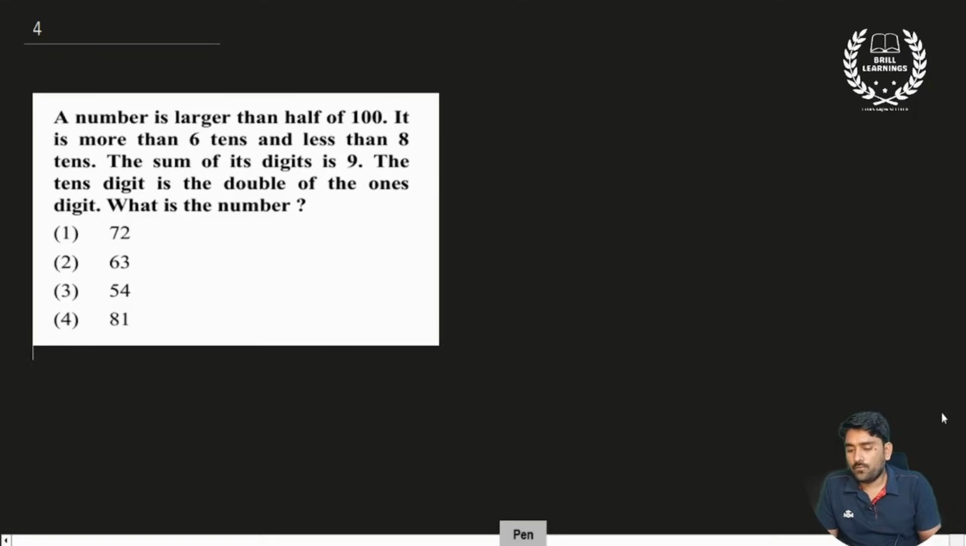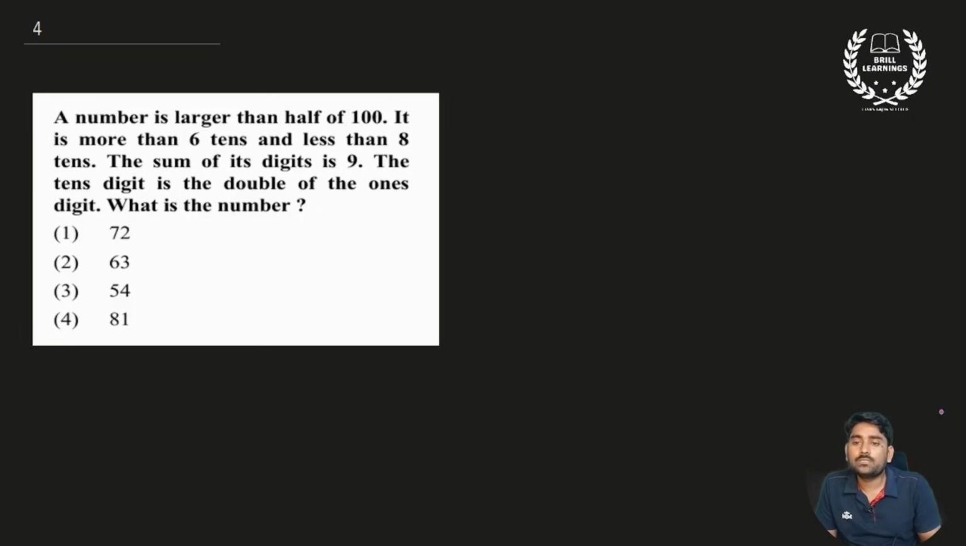A number is larger than half of 100, and half of 100 means 50. It is greater than 50. For the first condition, all options are following. Second condition, it is more than 6 tens and less than 8 tens. 6 tens means 60. It is more than 60 and less than 80. So 54, the third option, is not following. And 81 is also beyond 80, so this is also not following. The right answer is in between these two numbers.